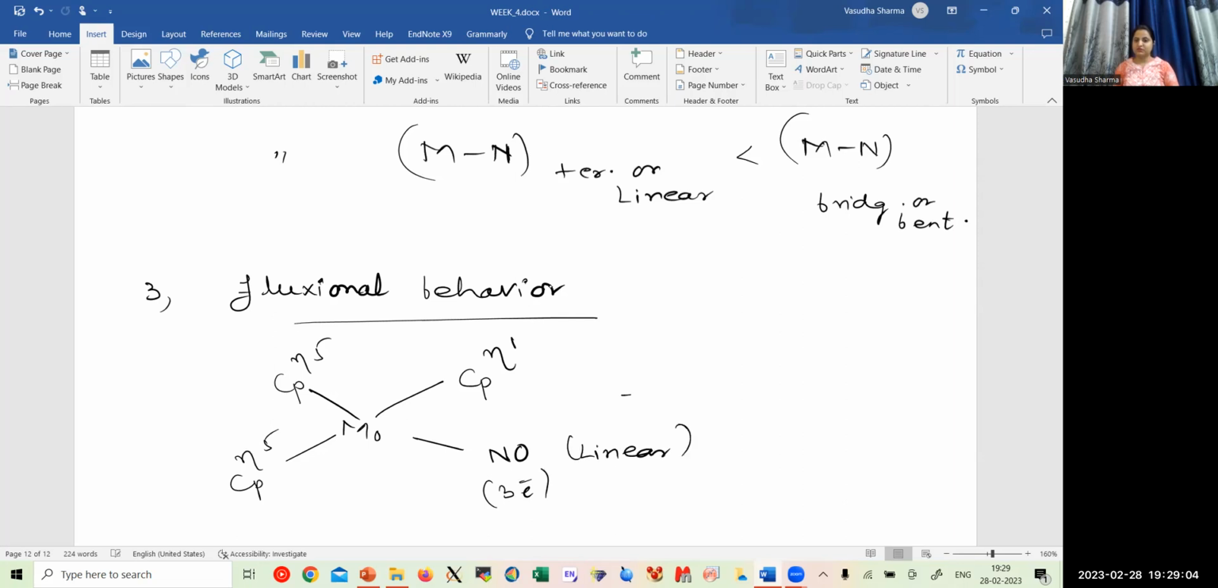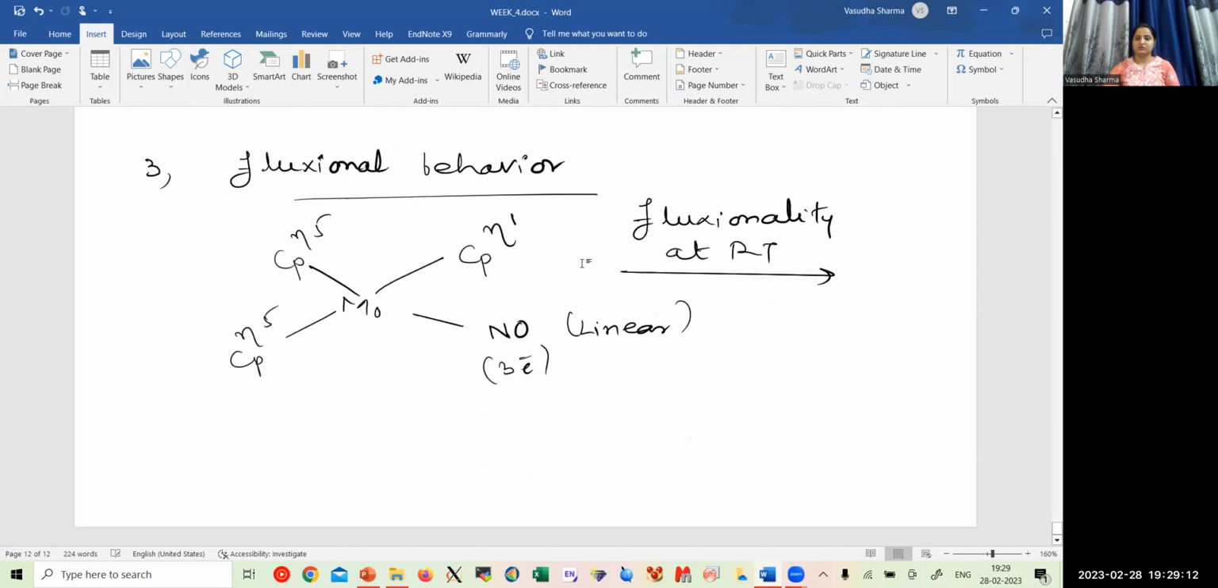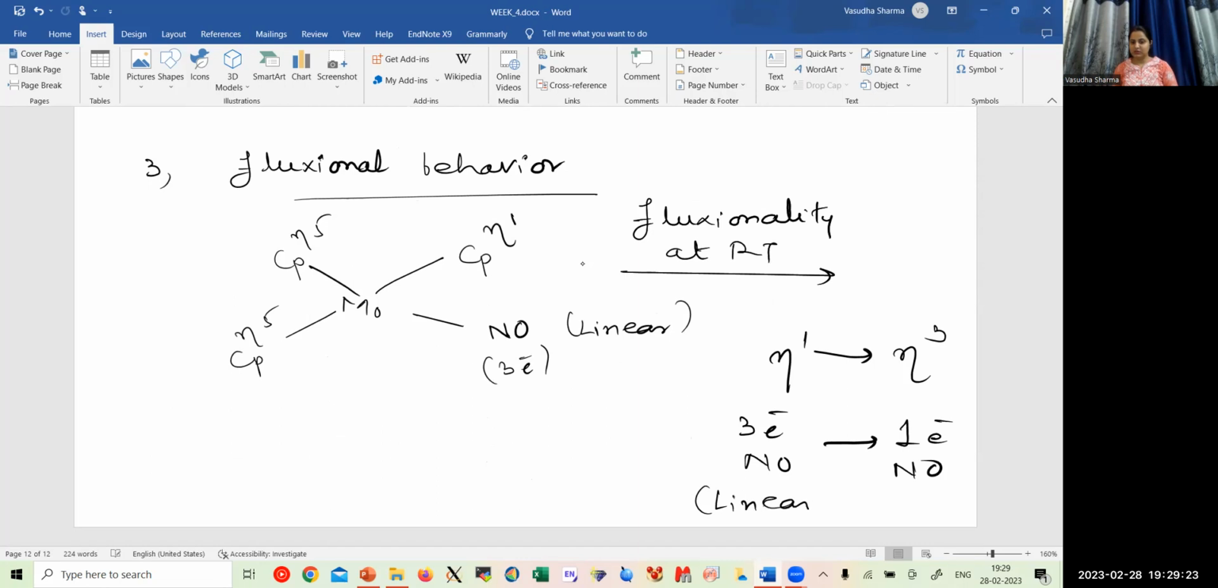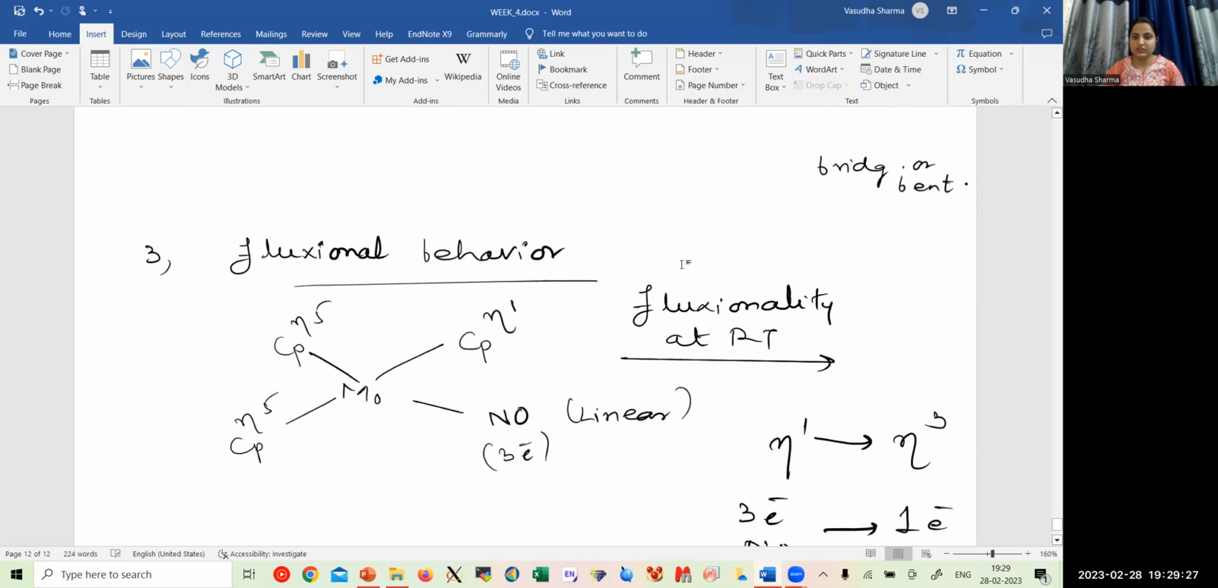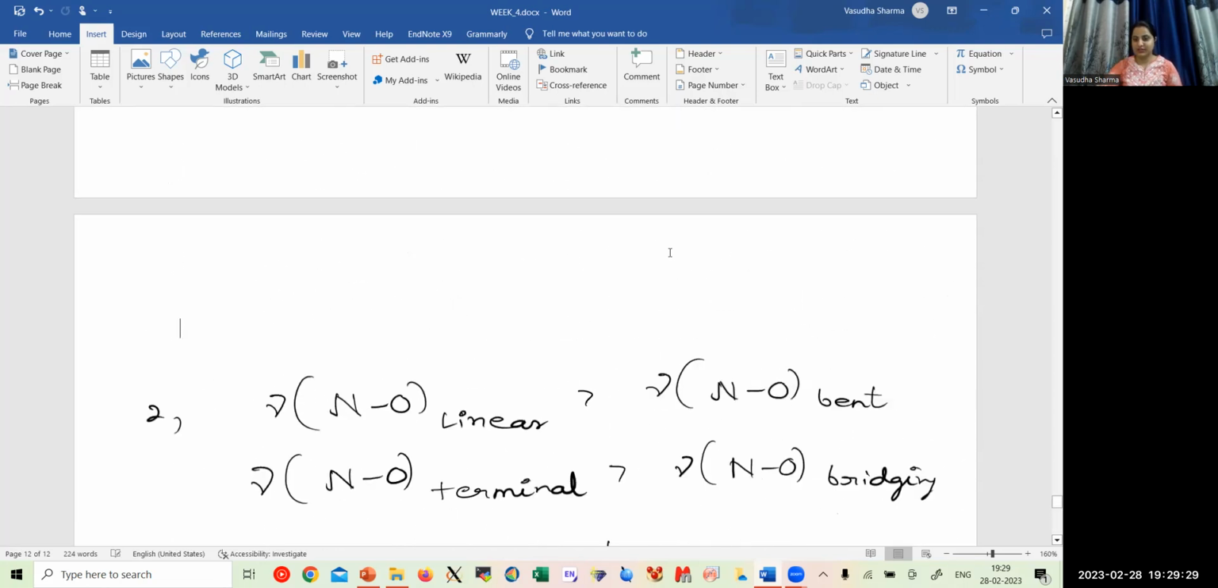So it will show the fluxional behavior at room temperature. So this eta 1 can go to eta 3 and 3 electron NO can go to 1 electron NO, that is linear to bent. So most importantly, these are the three main features that have been highlighted.